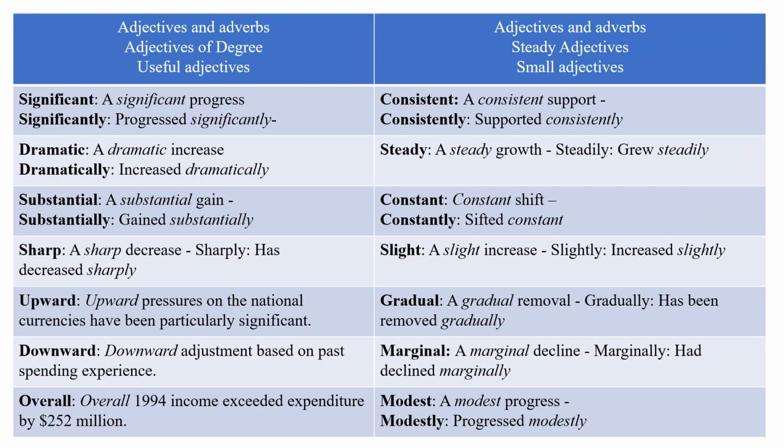So, this table also has two columns, adjectives and adverbs. The first column contains the adjectives of degree, useful adjectives. The second one contains adjectives and adverbs, steady adjectives and small adjectives. And also I advise you to memorize them.